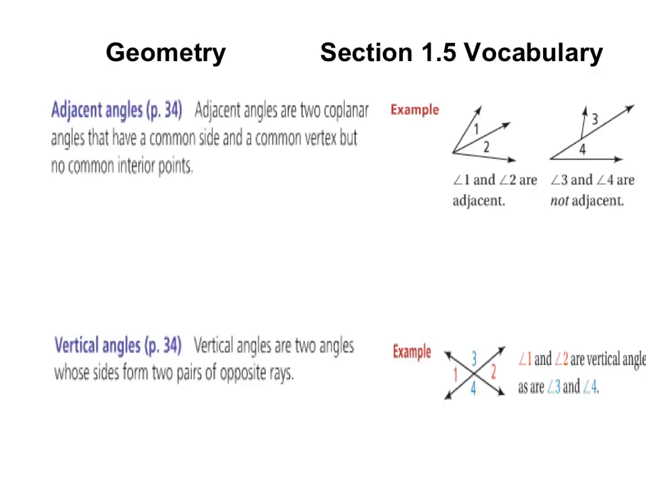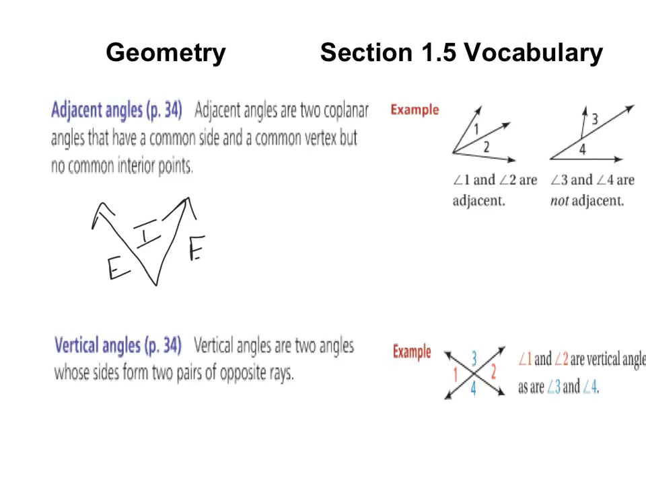Adjacent angles are two coplanar angles that have a common side and a common vertex, but no common interior points. If you remember, if we draw an angle here, this is the interior, and these are the exteriors. That's a key part of an adjacent angle: there are no common interior points. Essentially, adjacent angles are two angles that share the same vertex. They have a side in the middle that's the same, and they're essentially right next to each other.